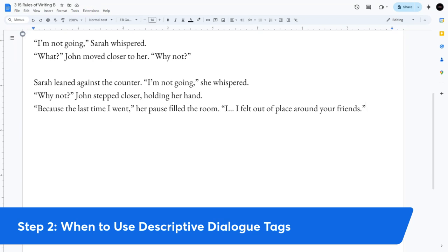I felt out of place around your friends, those goombas, right? Anyway, but there is a major difference between Sarah whispered and Sarah said, right?